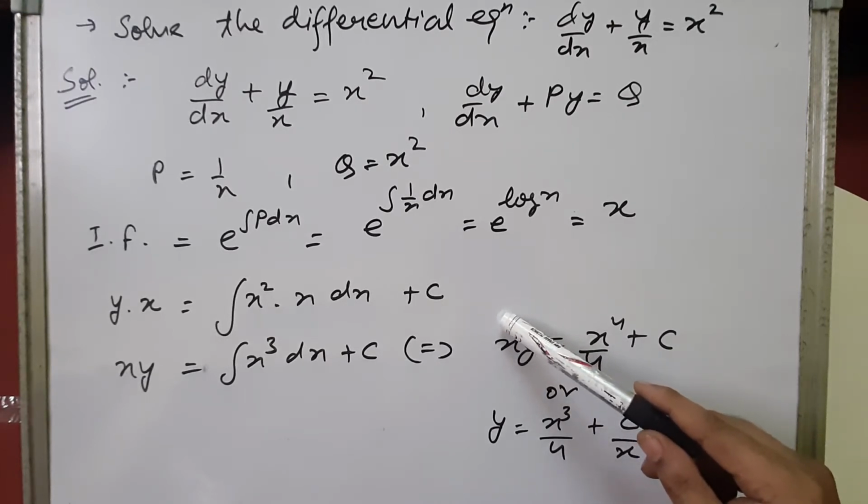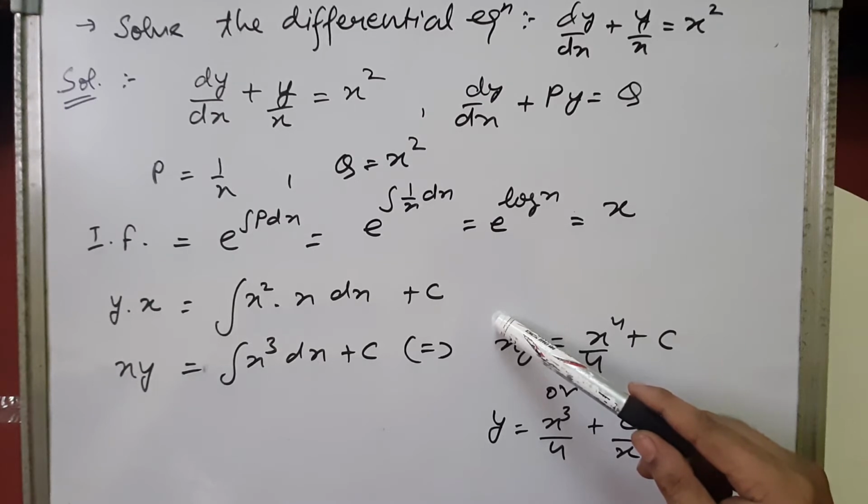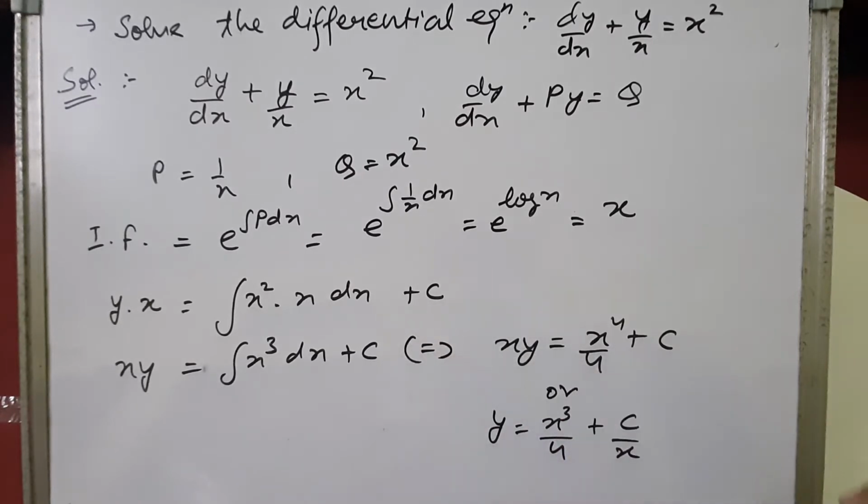Okay, so when we substitute the integrating factor here, we'll get y into x equals to integration of x square into x dx plus c. So x square into x will be x cube, integration of x cube will be x to the power 4 upon 4. So the solution of the differential equation will be xy equals to x to the power 4 upon 4 plus c, or when we cross multiply x, this can also be written as y equals to x cube upon 4 plus c upon x. Alright. Understood, children? Please note down the solution.